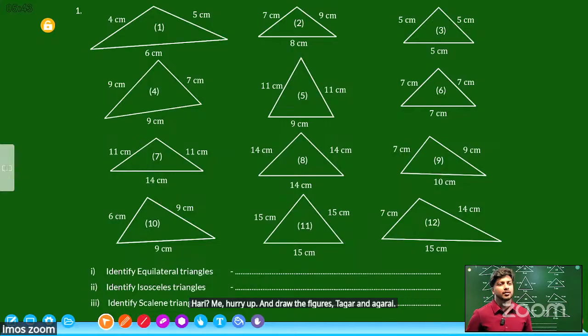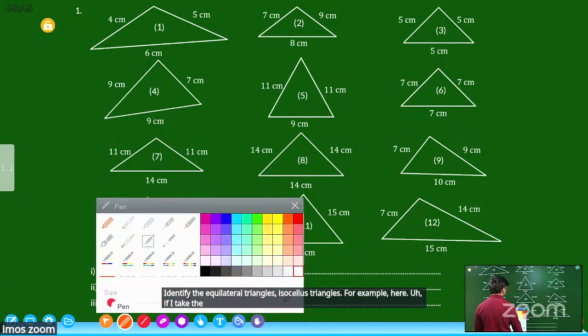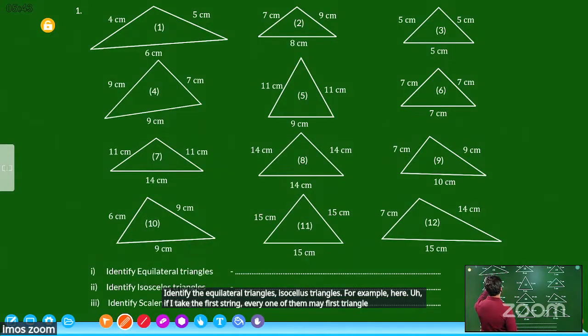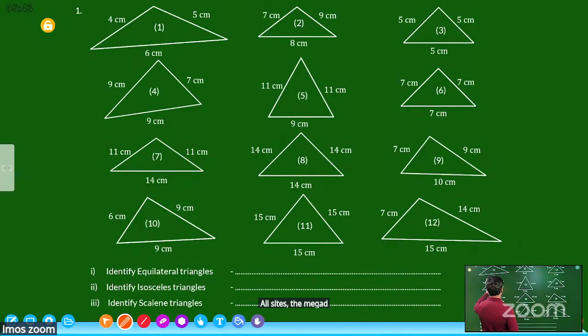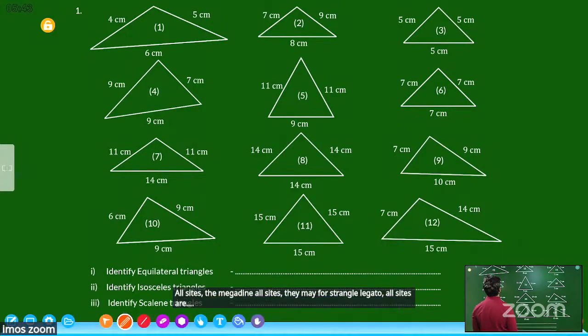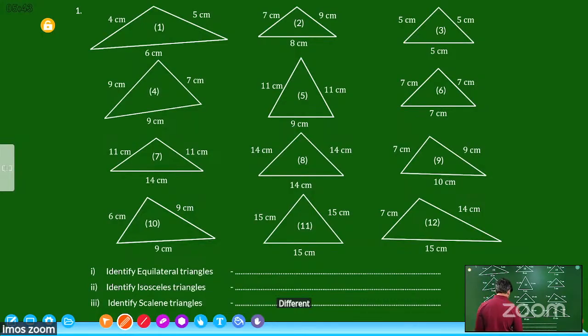Identify the equilateral triangles and isosceles triangles. For example, if I take the first triangle, with sides 4, 5, 6, all sides are different to each other. Because of that, it is a scalene triangle. So put number one here. Likewise, complete the question.